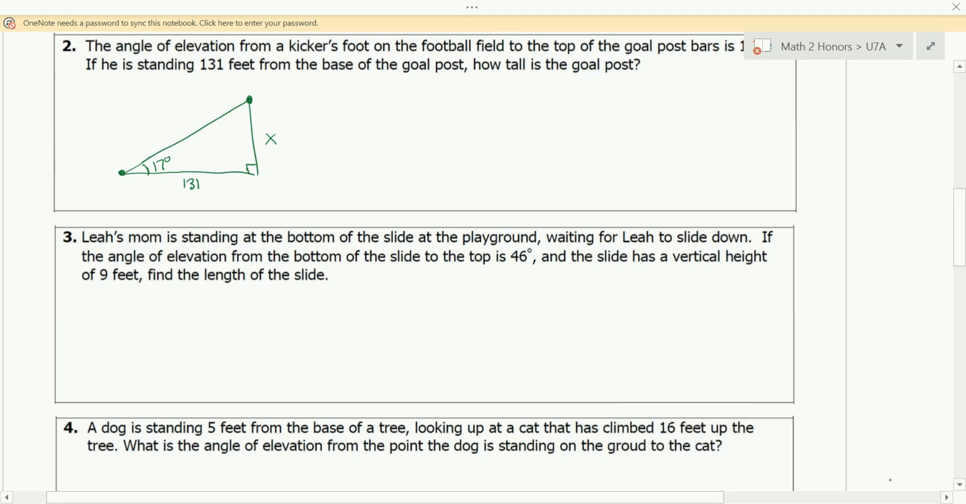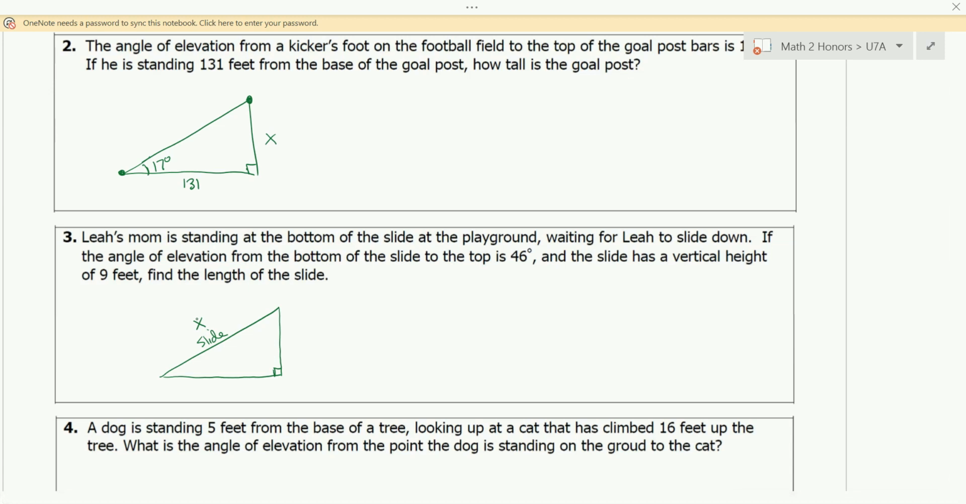So here we have a setting where we have a slide at the playground, right? So here's the slide at an angle, right? The slide is going to be the hypotenuse of this triangle. And notice that it's asking you to find the length of the slide. So your variable should actually be the hypotenuse of the right triangle.